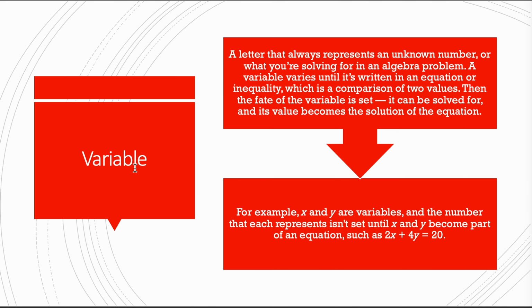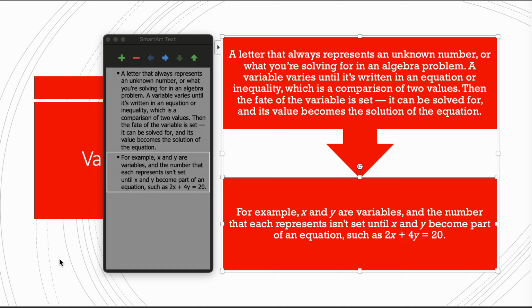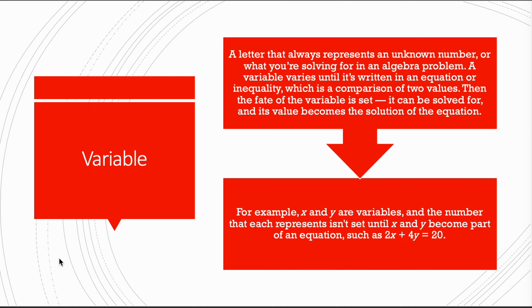A variable itself has conditions. It has to have the same letter and it has to have the same power. Oh, sorry, that's like terms. A variable is nothing but a letter. So in our equation, you can see that it is 2x plus 4y equals 0.